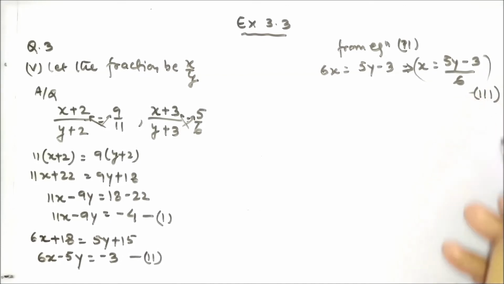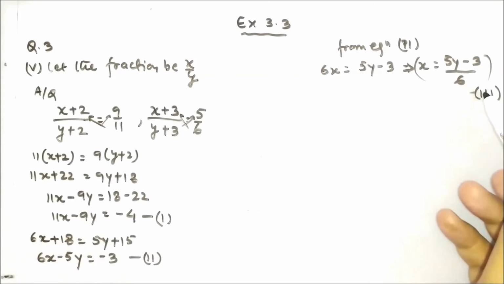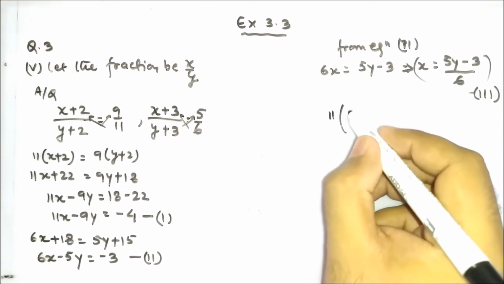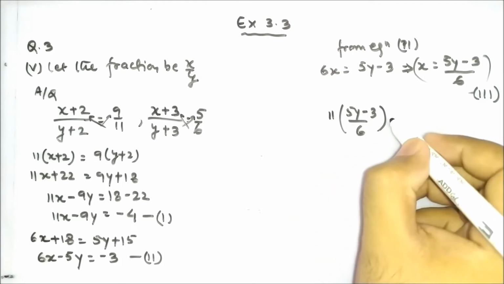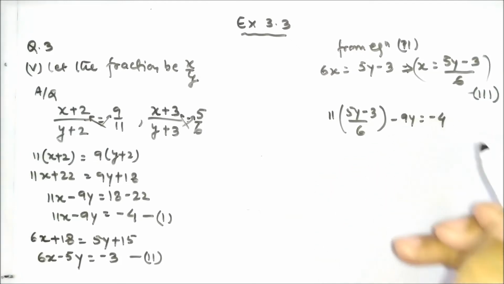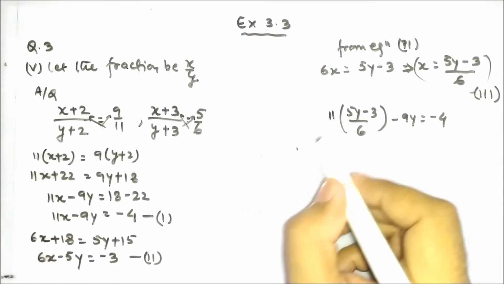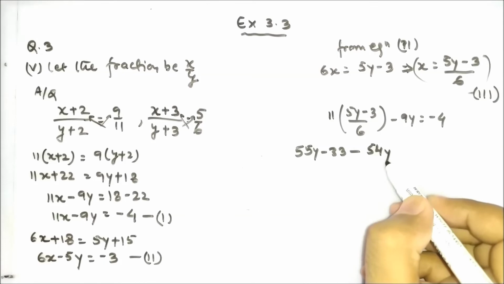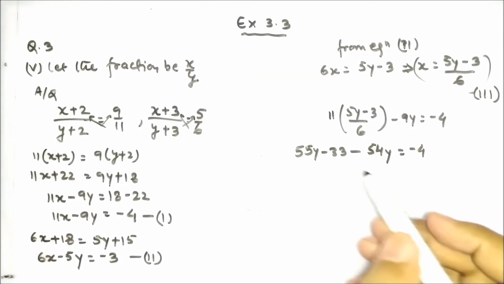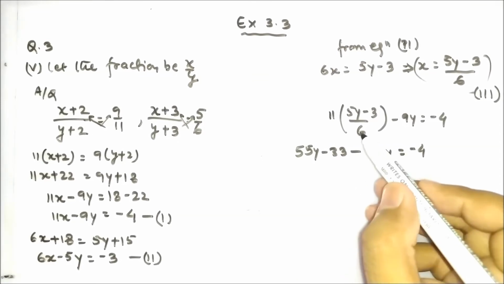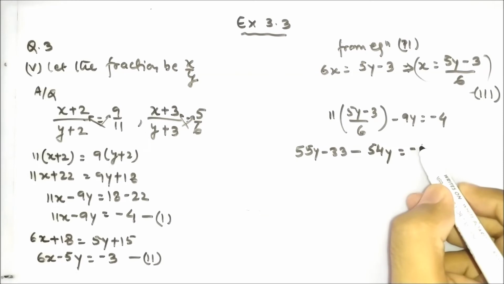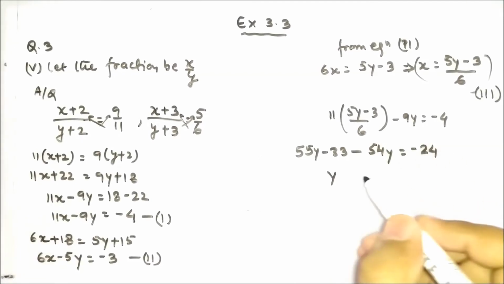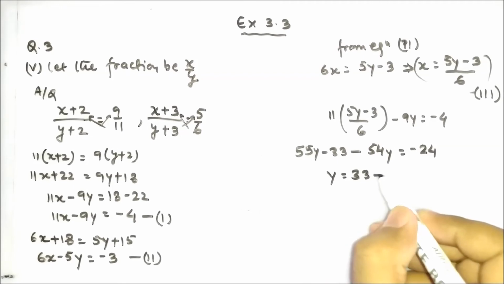Now putting the value of x from equation 3 to equation number 1. As we got this value from equation number 2, now we'll put the value in equation number 1. So if you put this value, you will get 11 in place of x, it will be 11 times (5y minus 3) by 6 minus 9y is equal to minus 4. Taking the LCM, here we will get 11 into 5, that will be 55y minus 33 minus 54y is equal to minus 24, as this 6 will also get multiplied here. So 6 into 4, that will be 24. Okay, so 55y minus 54y, that will be y. And minus 33 will shift to that side, it will be 33 minus 24.